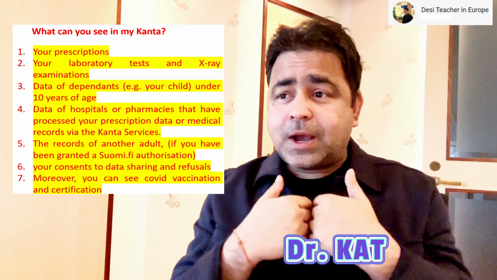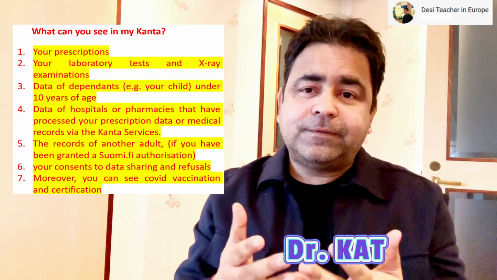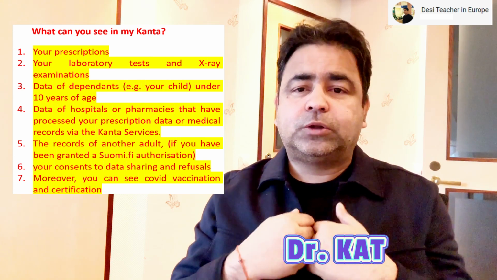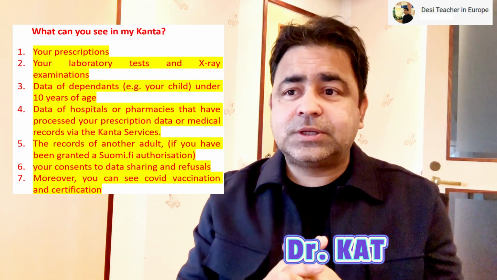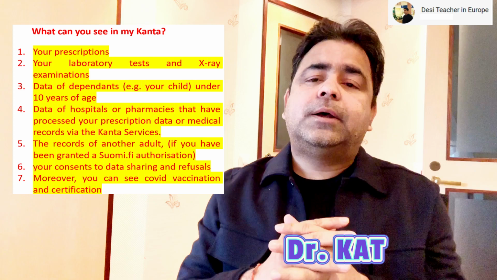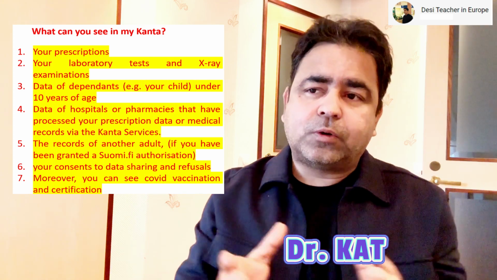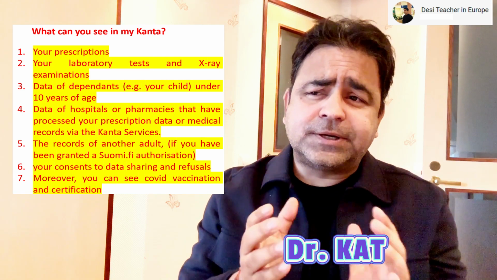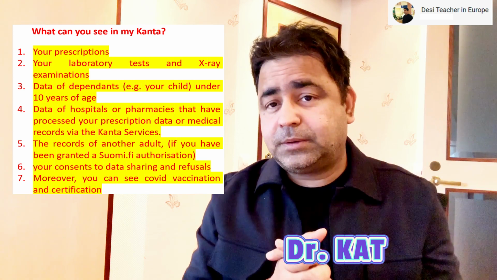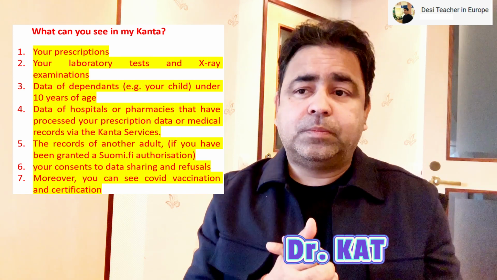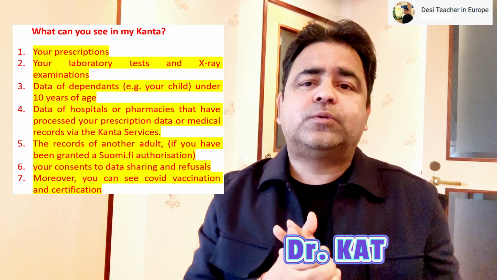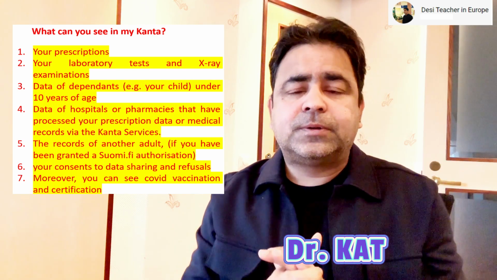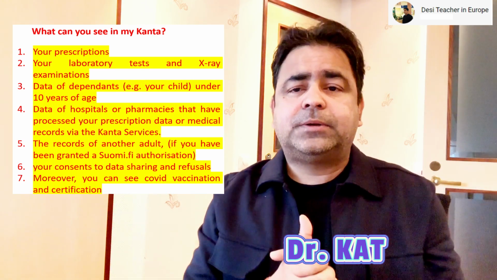The records of another adult, for example, if your wife or your husband granted you authorization, how to grant authorization I will cover in a separate video. Then you can also see the record of that adult, and your consents to data sharing and refusals, that you can also see. Because you have to provide the consent to data sharing in the EU or inside Finland only for medical record purposes, right?